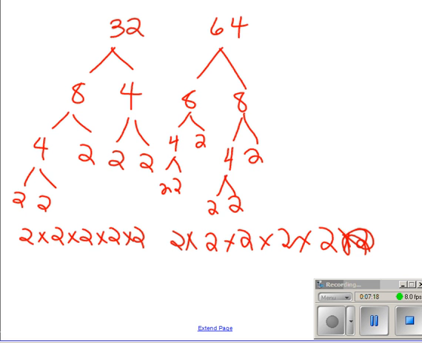Yes. Why don't we ever do like 1? We don't consider 1 a greatest common factor.